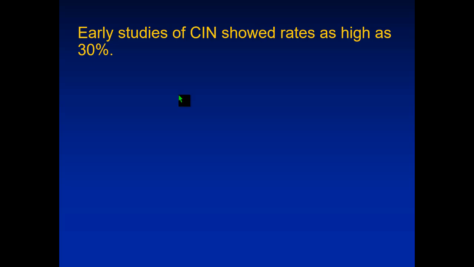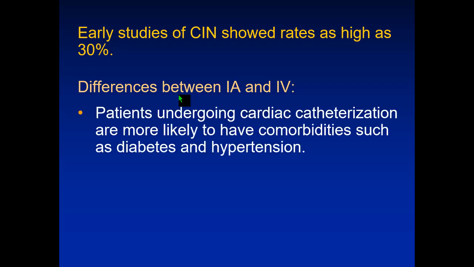Now, I'd like to just look historically at our concept of contrast-induced nephropathy. The early studies looking at this showed rates as high as 30%, which is alarming. One third of patients undergoing contrast studies developing CIN. Well, the reason for that is that all of these early studies were done on patients who received contrast intra-arterially. These are essentially patients who are undergoing cardiac catheterization. And there are huge differences between intra-arterial and intravenous administration of iodinated contrast.